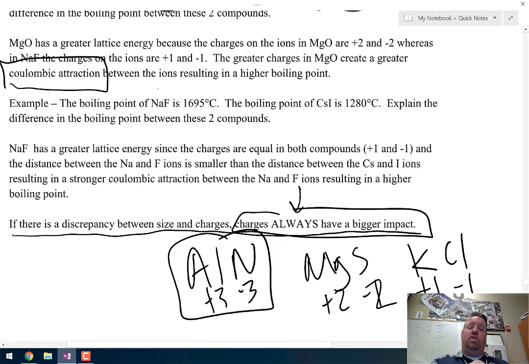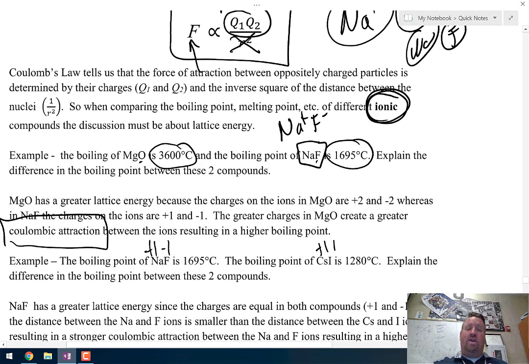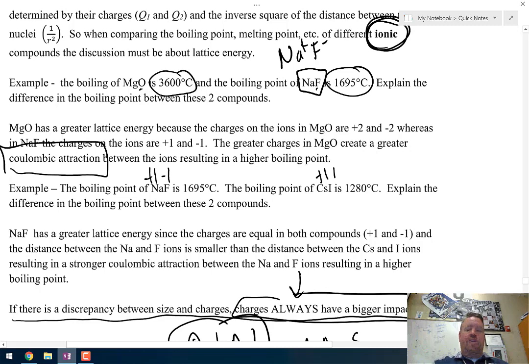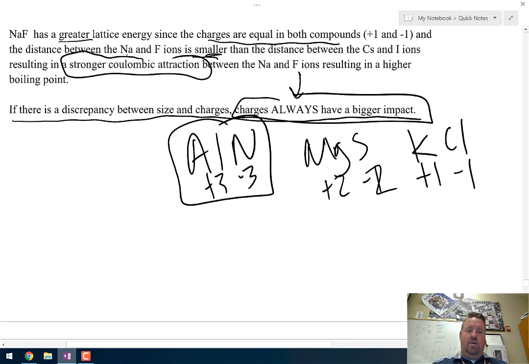Okay, if the charges are the same though, like here, +1, -1, +1, -1, now we can start looking at the distance, that radius there on the bottom. So NaF does have the greater lattice energy since the charges are equal in both compounds, and the distance between sodium and fluorine ions is much smaller. Sodium's smaller than cesium, and fluorine is much smaller than iodine. So the distance between their ions, between their nuclei, is much smaller than the distance between cesium and iodine. And again, that results in a stronger Coulombic attraction between sodium and fluorine, which results in a higher boiling point.